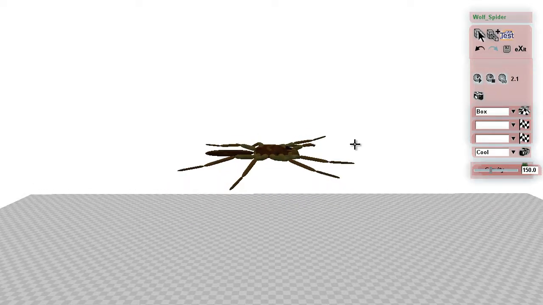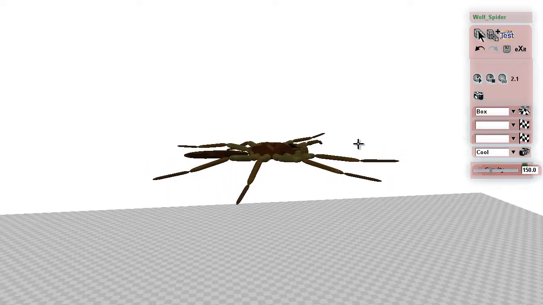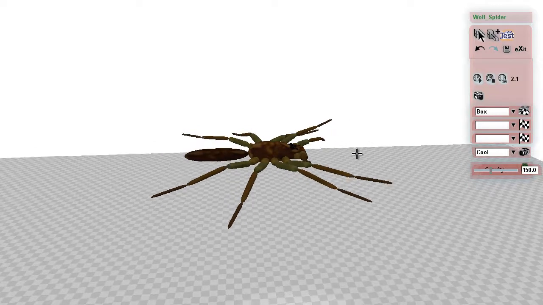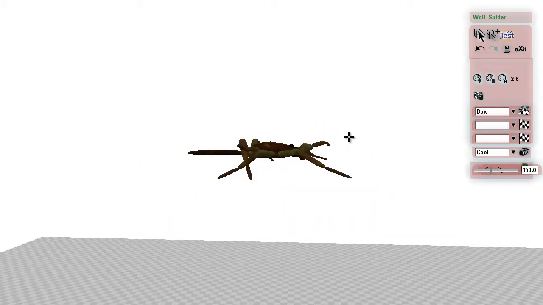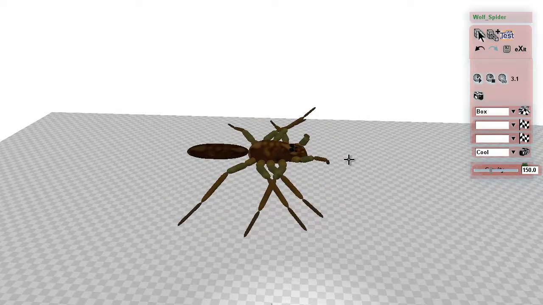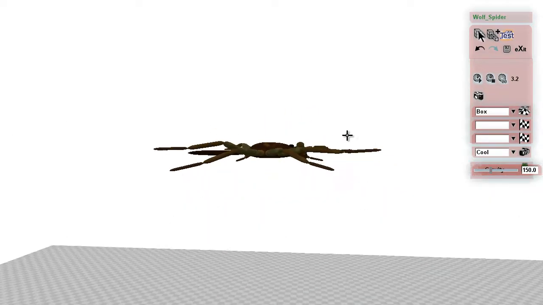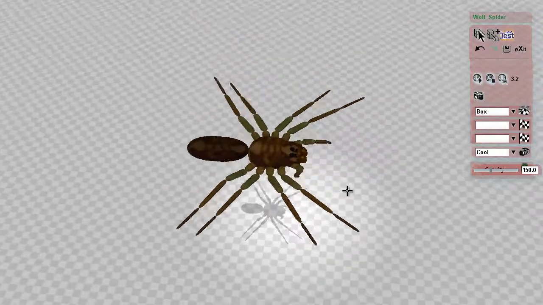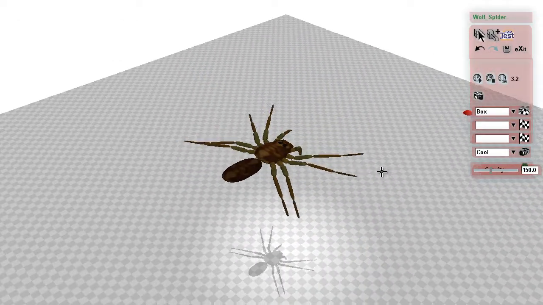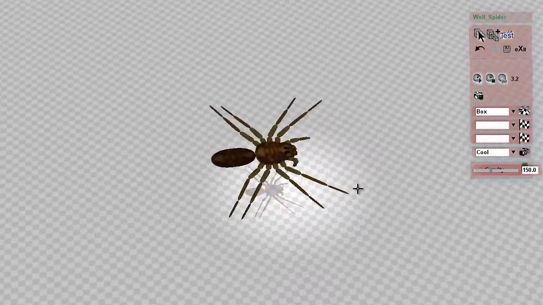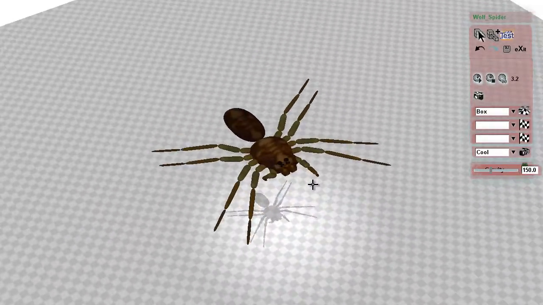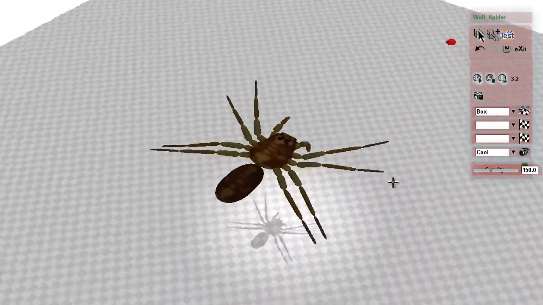Well, when the back legs are in the air, there's nothing supporting its back end, so it tips backwards. And when the front legs are in the air, then there's nothing supporting its front end, so it tips forward. So what we get is this sort of twerking movement as it rocks backwards and forwards, and that's definitely not what we were going for. So how can we improve this?